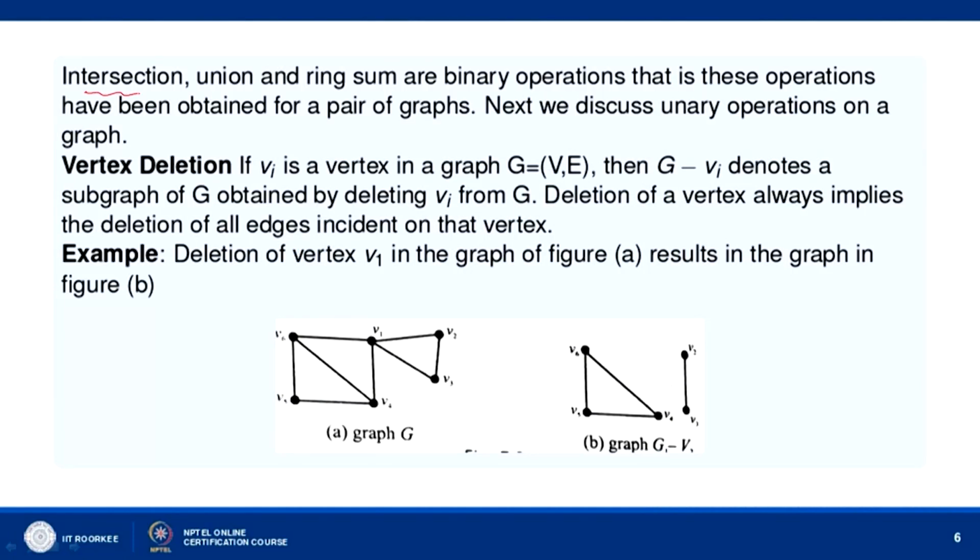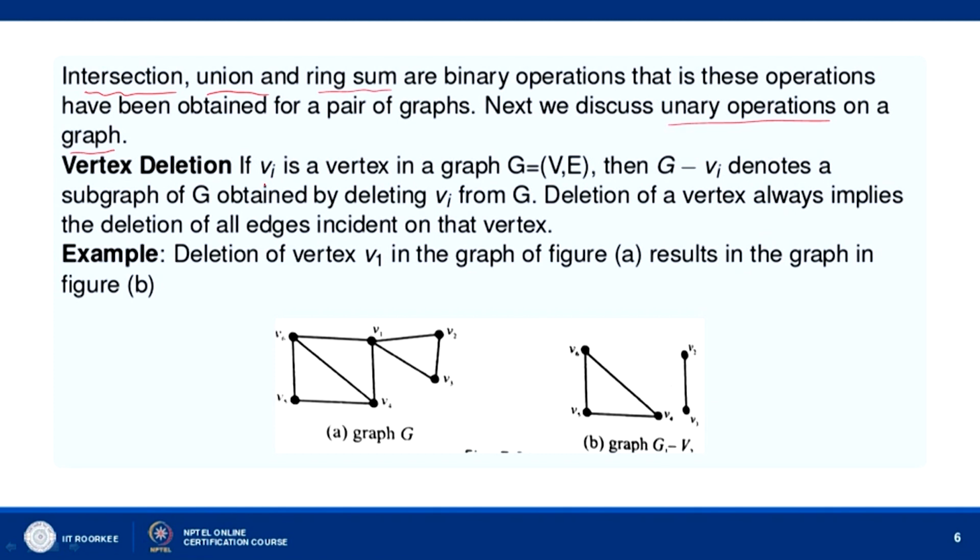Now, intersection, union and ring sum are binary operations, that is, these operations have been obtained for a pair of graphs. When we have taken two graphs G1 and G2, we have defined their union, their intersection and their ring sum. So, they are binary operations in the set of graphs. Now, we discuss unary operations on a graph.